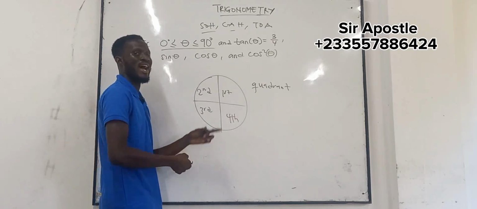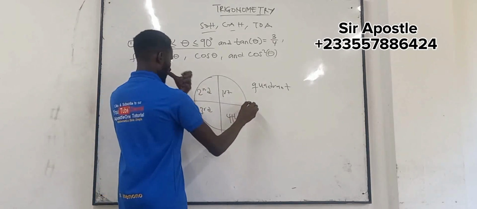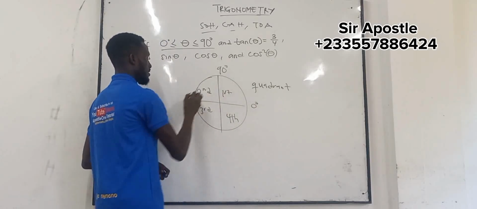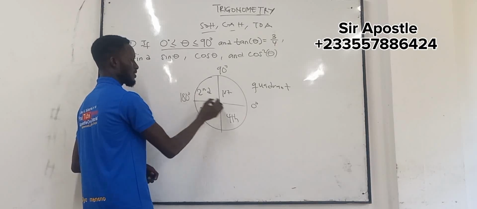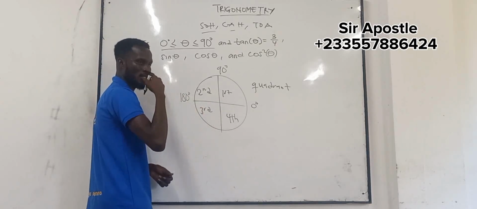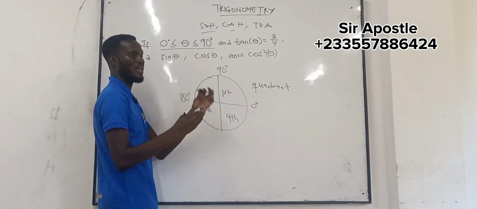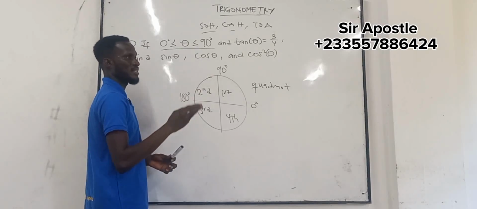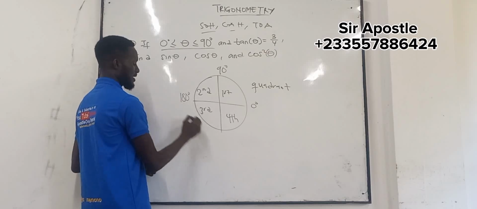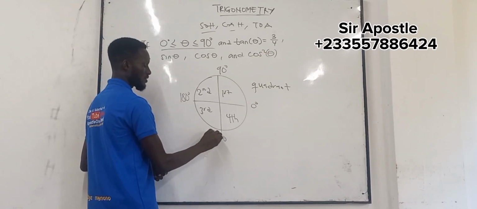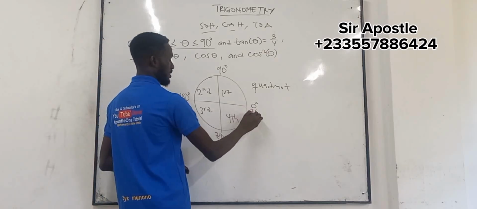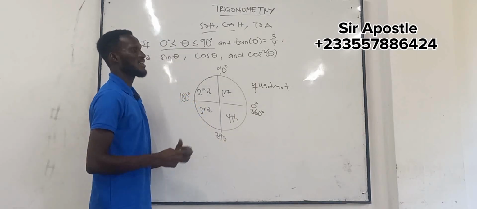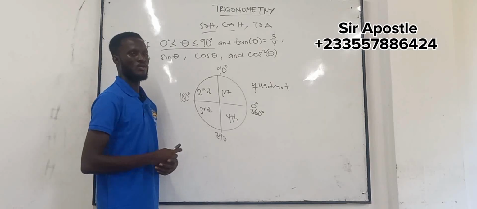So we start reading in the anti-clockwise direction. This is our 0 degrees. This is our 90 degrees. This is our 180 degrees, of which each quadrant is 90. When you divide a circle into 4, we're going to get quadrants, and each quadrant is 360 divided by 4, which is 90. Now here plus 90 will give us 270 degrees, and then here will be what? 360 degrees.